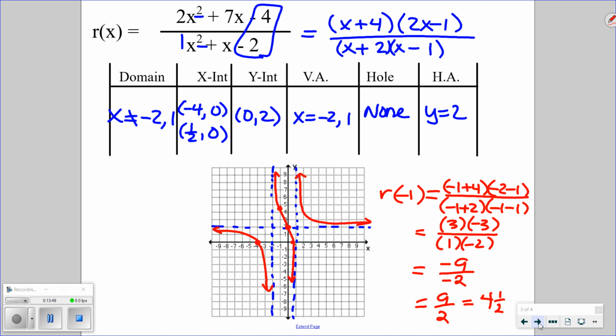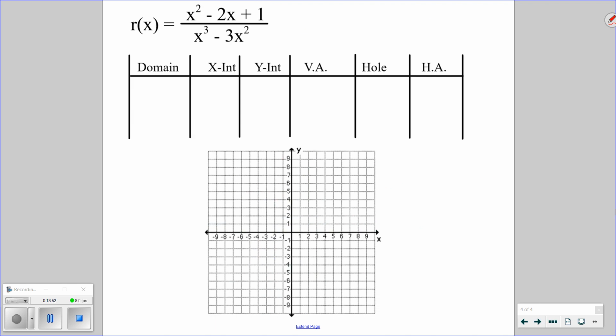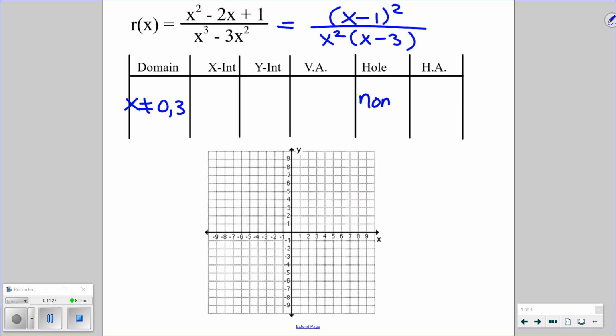Okay, one more example. All right, so again, let's start by factoring. So the numerator is going to factor into actually x minus 1 squared, or x minus 1 times x minus 1. And then for the denominator, we can just factor out the x squared. Okay, so our domain is x cannot equal 0 or 3. And we don't have any factors the same in the numerator and the denominator, so there's no hole, which means there's 2 VAs, again, at 0 and 3.